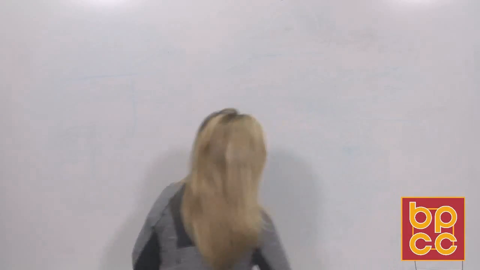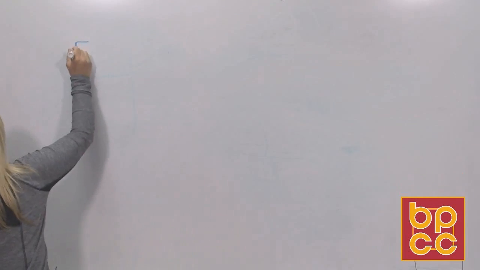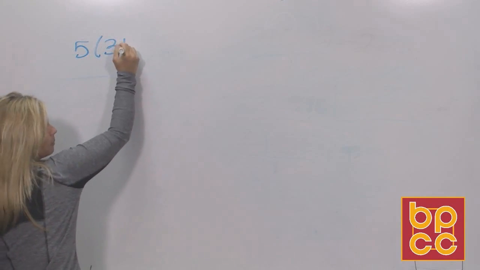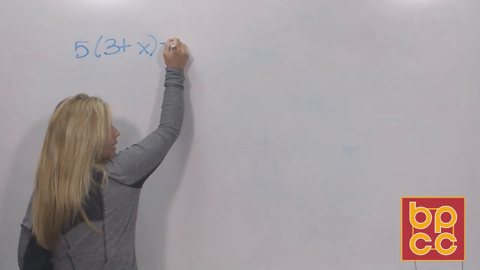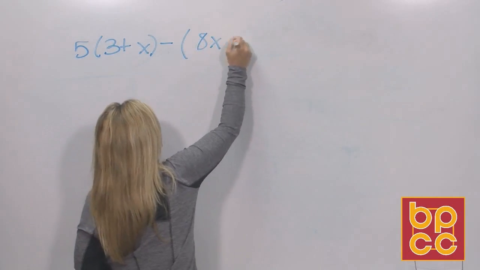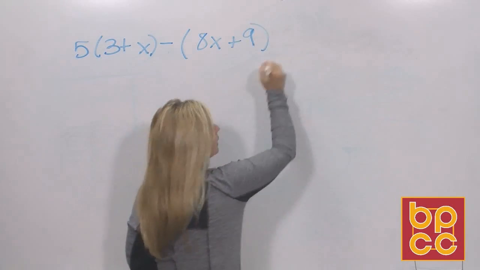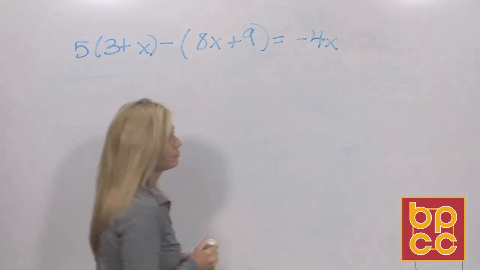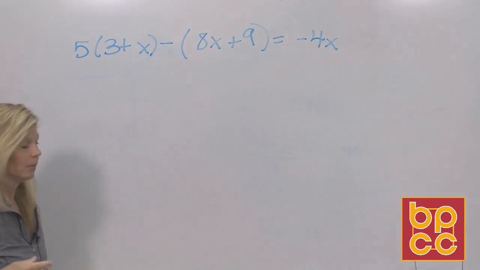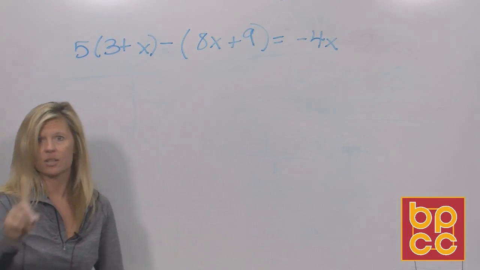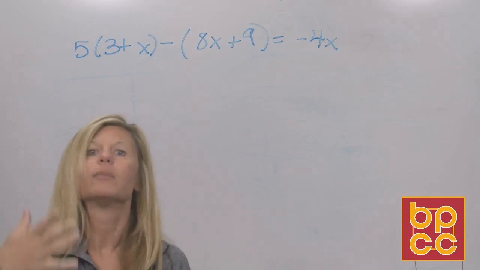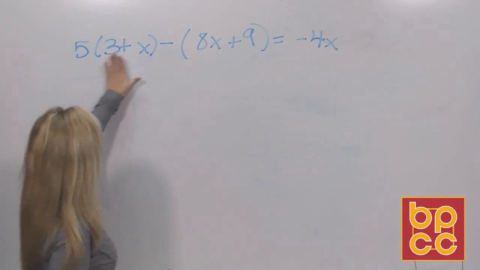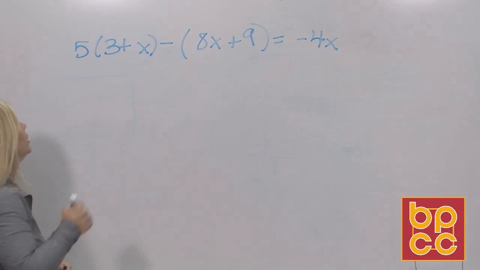Okay. Let's go to example 7. 5 times 3 plus x minus 8x plus 9 equals negative 4x. All right, here we go. Let's go through the process. Step 1 is to get rid of what? Parentheses. We have 2 sets of parentheses, so we do them in order. So we're going to distribute.